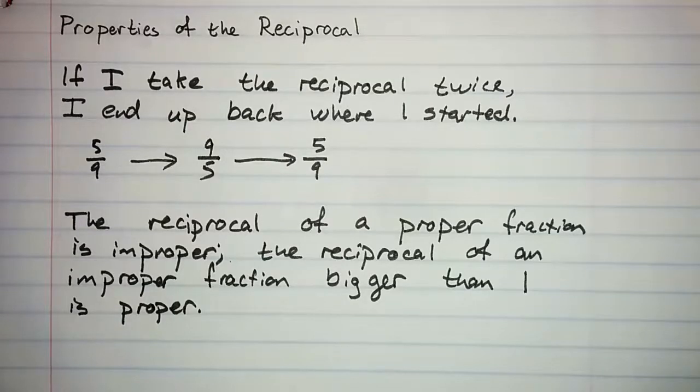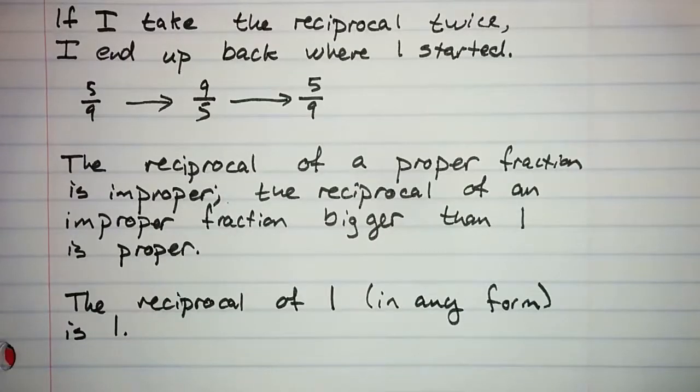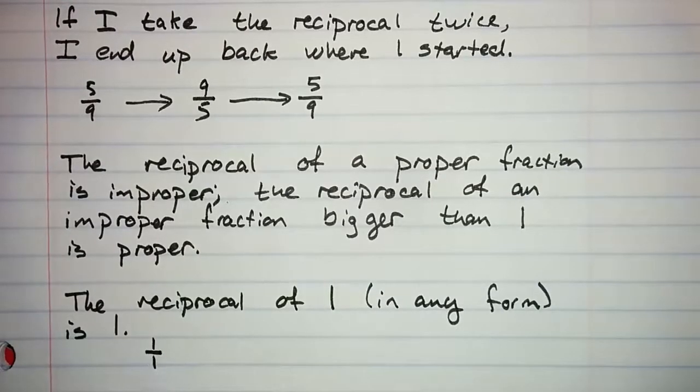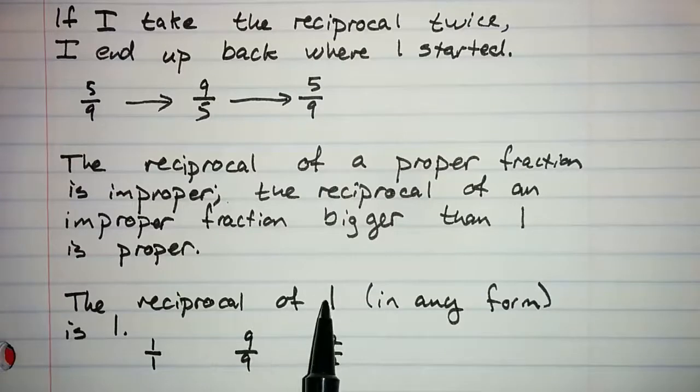What about 1? The reciprocal of 1 written in any form is just 1. Right, so that means 1 over 1, it's easy to see as its own reciprocal. 9 over 9, 17 over 17, etc. Since 1 always has its numerator equal to its denominator, nothing changes when I swap them.